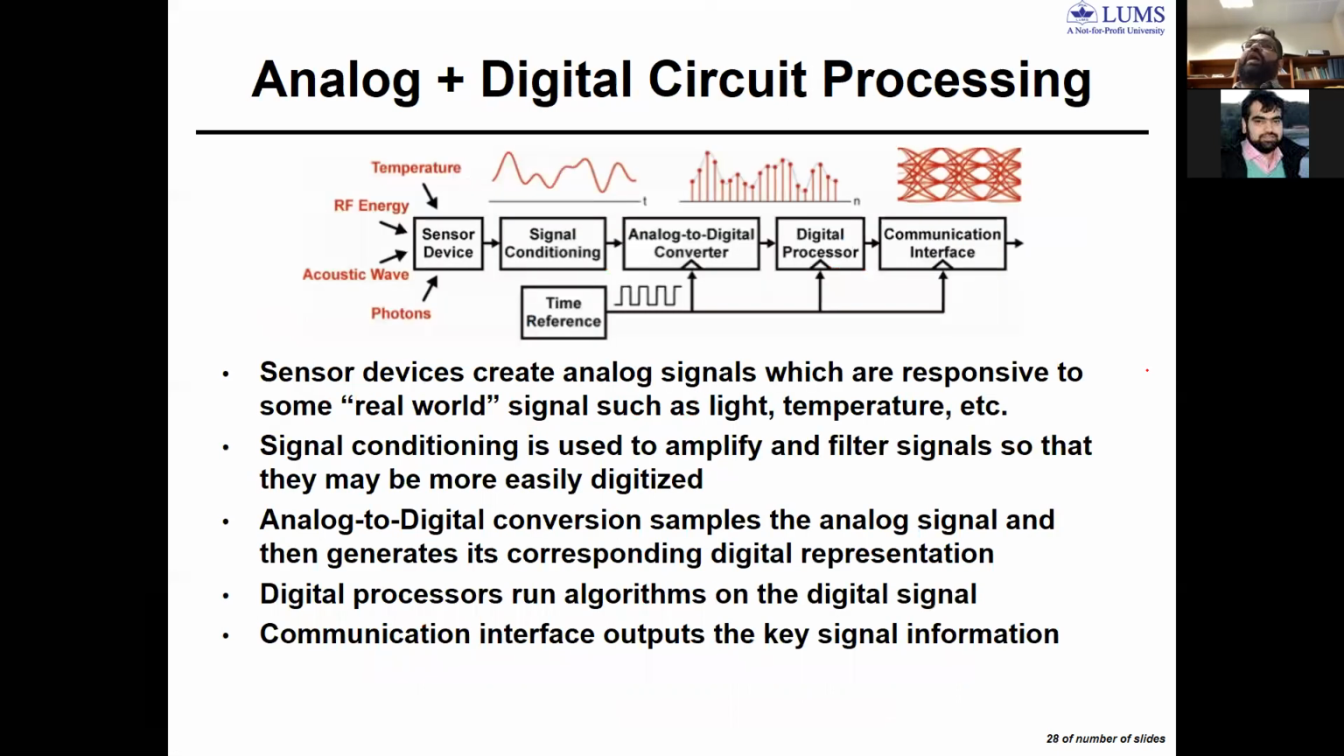So for that, we need to refresh our electric circuits knowledge and devices knowledge, and then we can tweak things a lot better.